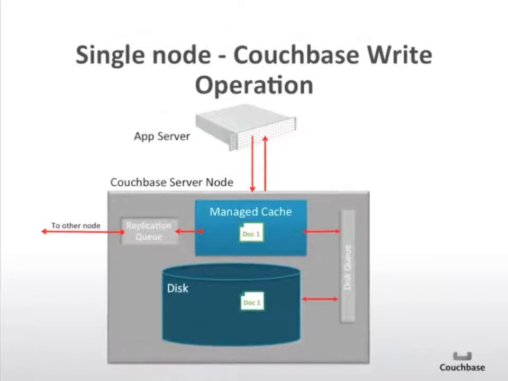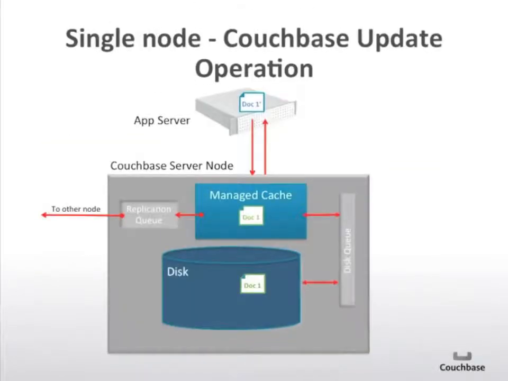So now let's look at how the update operation happens. If the same key gets updated, the document in memory gets an in-place replacement, right? And again it gets written to the replication queue and disk queue. But when it gets persisted to the disk, it's not an in-place replacement on the disk. It's an append-only structure.